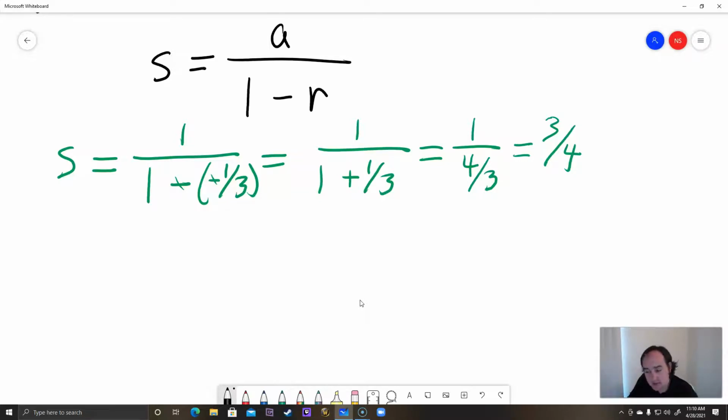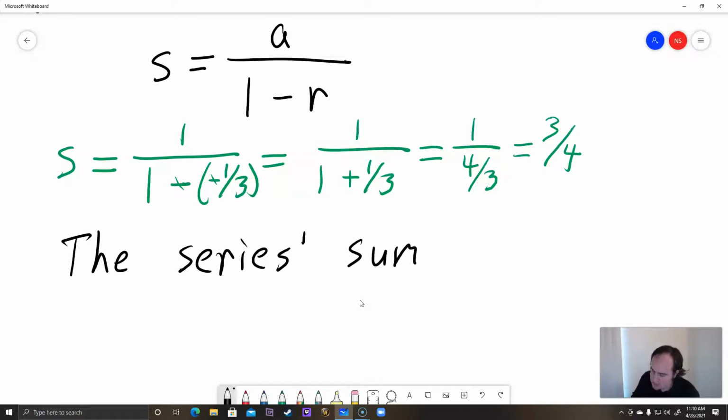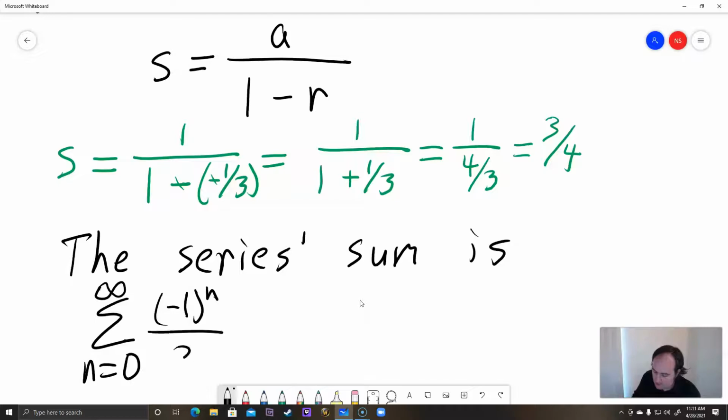So what does it mean to be the sum of the series? That means if you add them up all the way up to infinity, the sum of all those terms going all the way to infinity is actually 3/4. So the series sum, which means the sum of all of those terms, the sum from n equals 0 to infinity of negative 1 to the n over 3 to the n, is actually equal to 3/4.